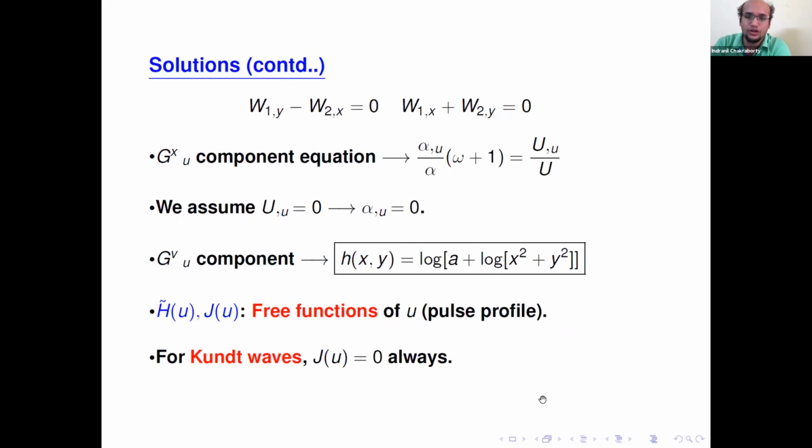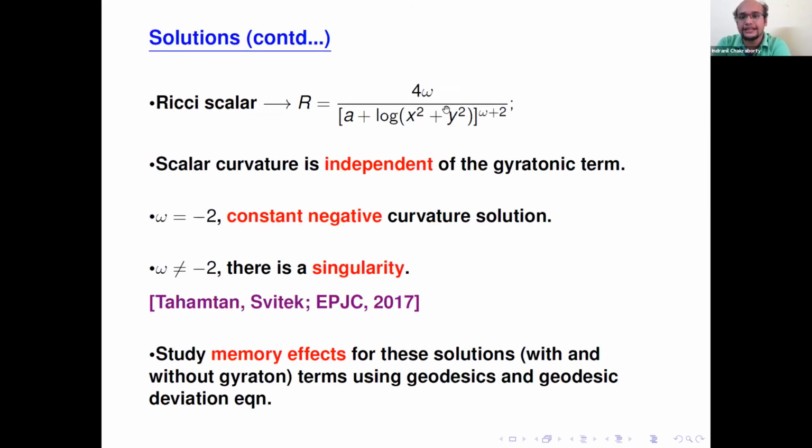Okay, so the Ricci scalar looks like this if you calculate that, and the scalar curvature, that is the Ricci scalar, is independent of the gyratonic term, and this is true for all the scalars. For omega equal to minus 2, you get a constant negative curvature solution. For omega not equal to minus 2, there is a singularity. Such a singularity is also obtained in the paper by Tahamtan and Svitek, with scalar fields in GR. So now we'll go on to study memory effects using geodesics and the geodesic deviation equation.